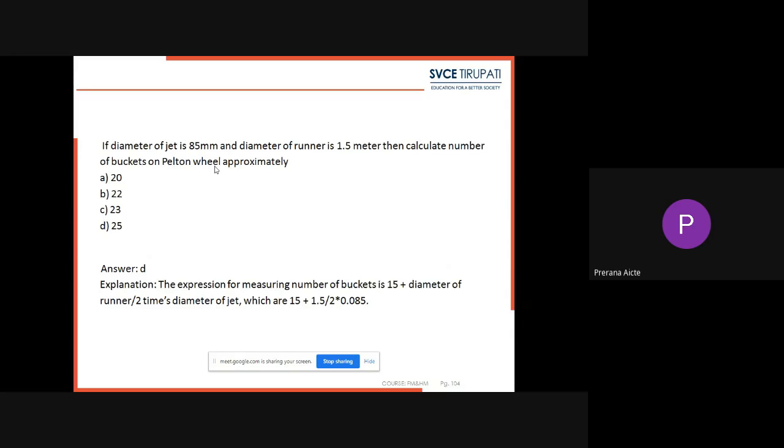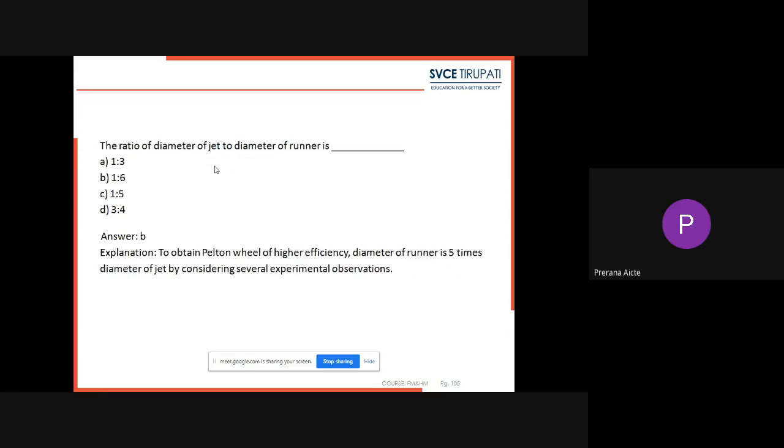Next question. If the diameter of the jet is 85 mm and the diameter of the runner is 1.5 meter, then calculate the number of buckets on the Pelton wheel approximately. So the expression for measuring the number of buckets is 15 plus capital D by 2 into small d. So substituting the capital D value and small d value, that is 1.5 and 85, we can get the value as 25.